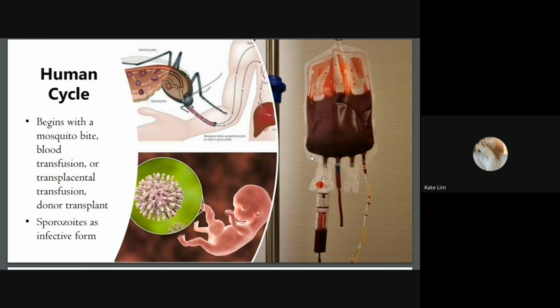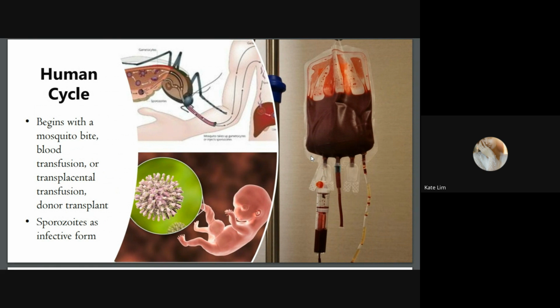Let's proceed to the human life cycle. We already discussed the human life cycle. So let's just have a very quick review of your endogenous life cycle. And it starts with your mode of transmission. So the most common mode of transmission will always be the mosquito bite. But we have certain routes, which are the less obvious ways that Plasmodium species can spread.